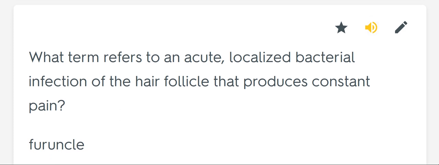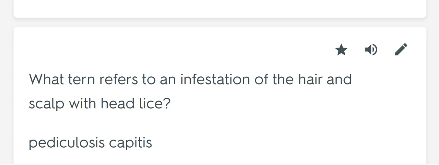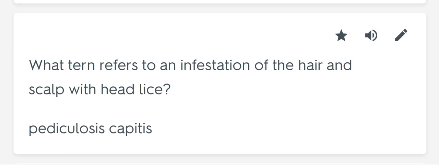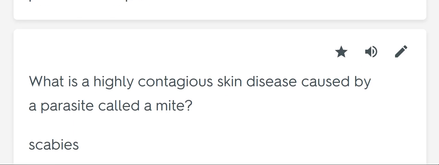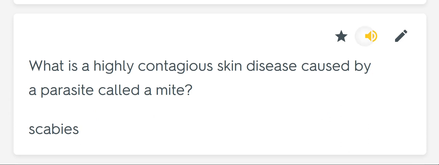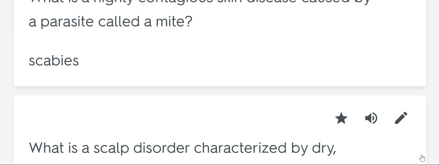What term refers to an acute, localized bacterial infection of the hair follicle that produces constant pain? Furuncle. What term refers to an infestation of the hair and scalp with head lice? Pediculosis capitis. What is a highly contagious skin disease caused by a parasite called a mite? Scabies.